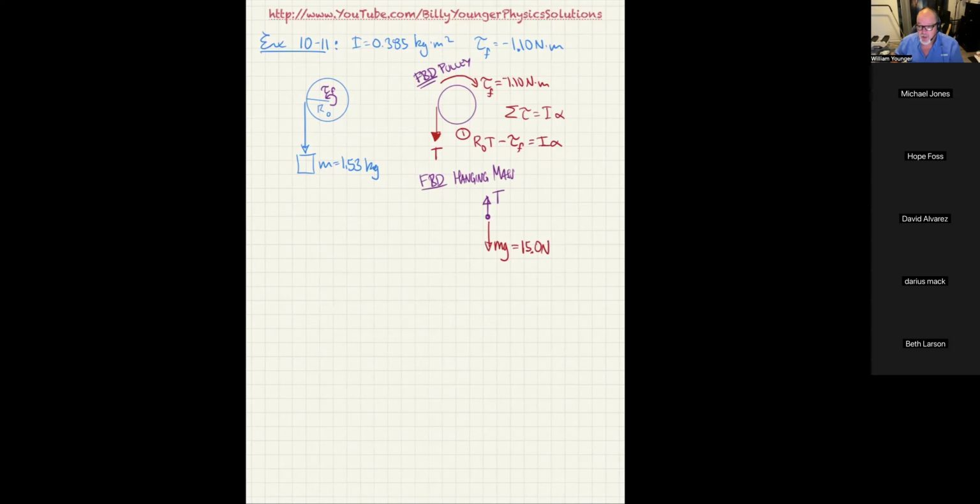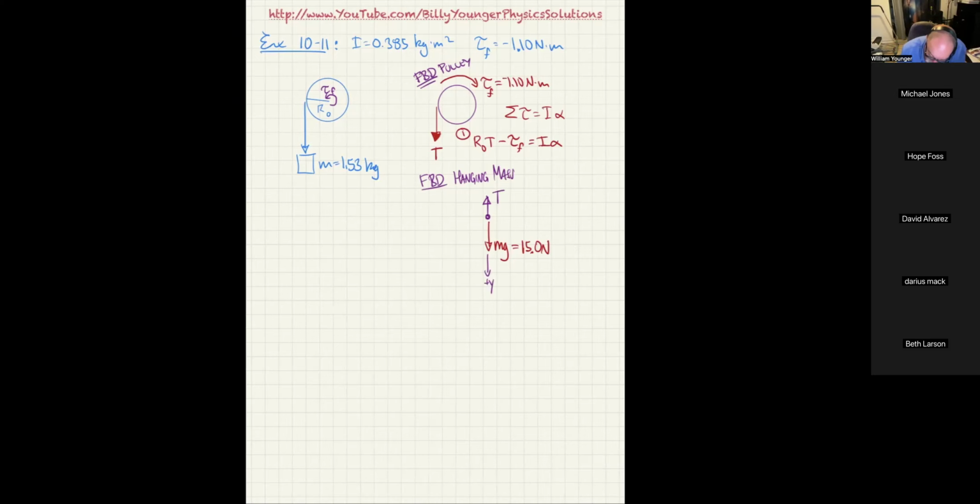Now, by calling the torque due to friction negative, we're saying that rotation in a clockwise direction is negative, and counterclockwise rotation is positive. So we want our coordinates to be consistent with that. Additionally, I'm going to assume that the T going down in the free body diagram for the pulley, causing a positive torque, will also cause a positive acceleration for the hanging mass M. So what I mean is that this axis pointing down is the positive y-axis.